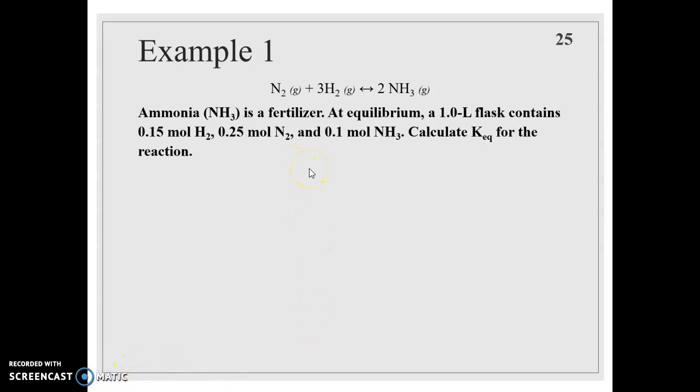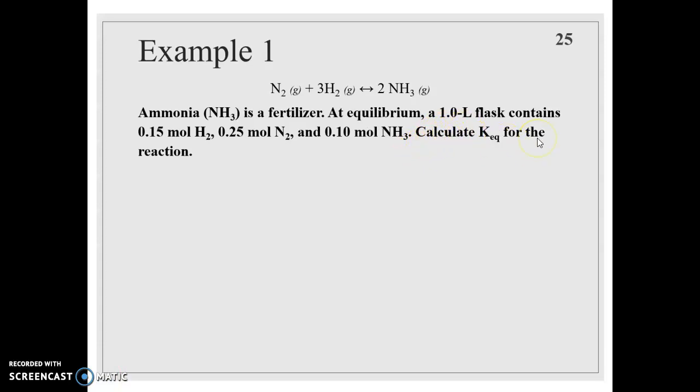Alright, so here's an example. So we got some ammonia, or at least we're trying to produce ammonia. That's what the reaction says. N2 plus 3 H2s makes 2 NH3s. So it tells us that at equilibrium, a 1 liter flask contains 0.15 moles of H2, 0.25 moles of N2, and 0.10 moles of NH3. Alright, and it wants us to calculate the KEQ for this reaction.